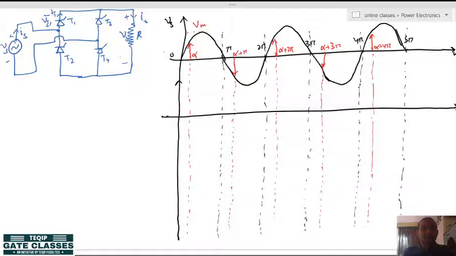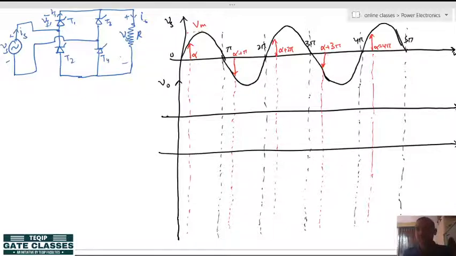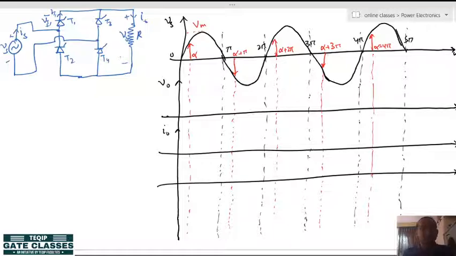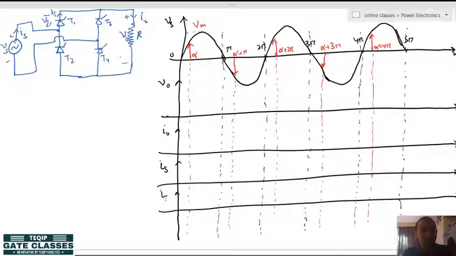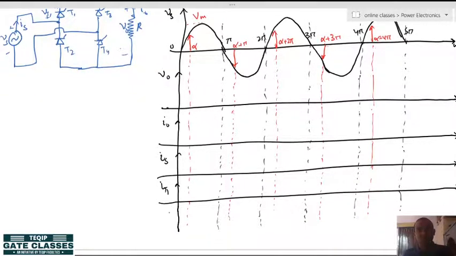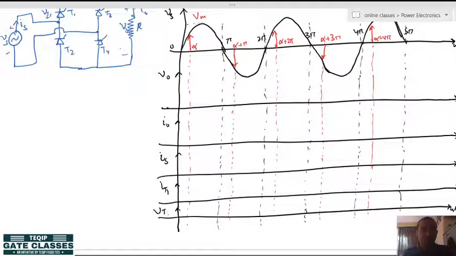Alright. So, let us draw the output voltage, the output current, the source current, and any thyristor current. I am drawing VT1 here. You please practice with other thyristor currents also, you may practice with IT2 or something. And let us draw the thyristor voltage also. Okay. So, here we have thyristor 1 voltage.